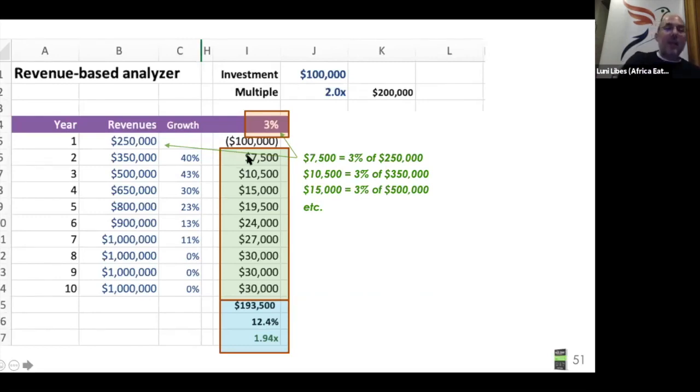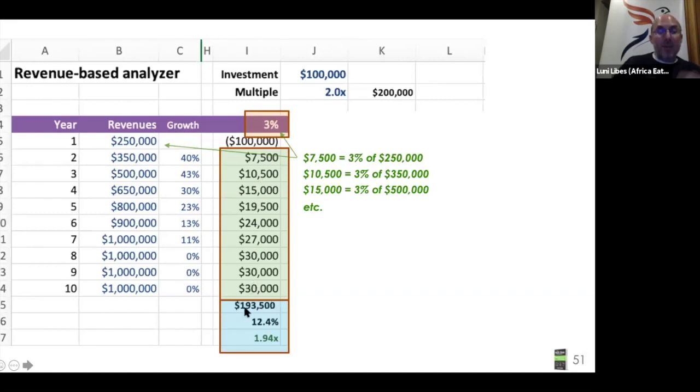At the beginning of year 2, you get paid 3% of last year's revenues. Right? You can't get paid this year's revenues. You get paid last year's. You get paid with historic revenues always. And so you get 3% of their last year's revenues. That's $7,500. The spreadsheet calculates that for you. And then 10,500 is 3% of 350, 15,000 is 3% of 500, and onward. And it just keeps doing this.